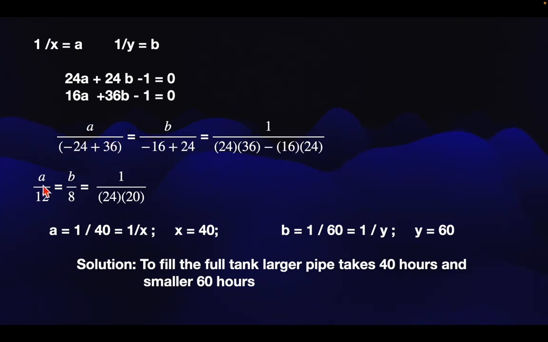Simplify this. These are simple numbers. When you add and subtract, you will simplify it easily. So you get here a is equal to 1 upon 40, but that is 1 upon x. Therefore, 1 upon x is equal to 1 upon 40 and x is equal to 40. Similarly, b is equal to 1 upon 60 is equal to 1 upon y. So y is equal to 60. So it takes the larger pipe 40 hours and smaller pipe 60 hours to fill the tank.